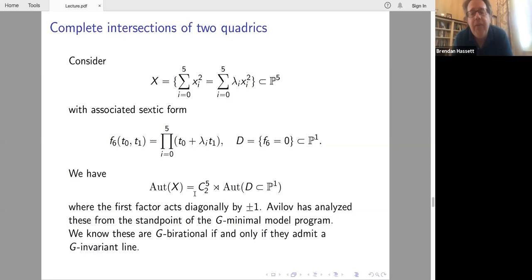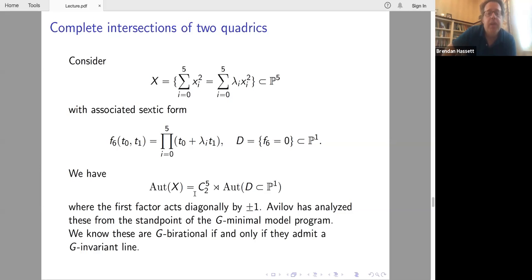And thankfully, Avilov has undertaken a pretty systematic analysis already of how these varieties fit into the G-minimal model program. And so this is a good test bed for how these invariants can distinguish various cases.